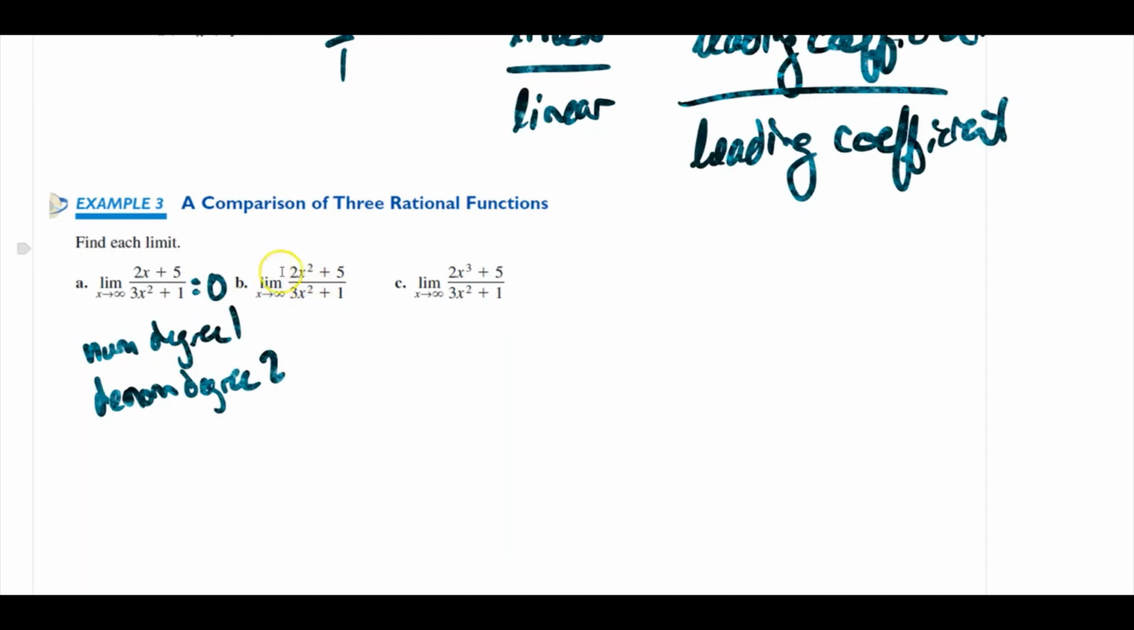So, the limit as x approaches infinity of this function, what are we getting? Well, this has a leading coefficient. The degree of our polynomials is the same, right? Degree 2, degree 2. Let me change colors.